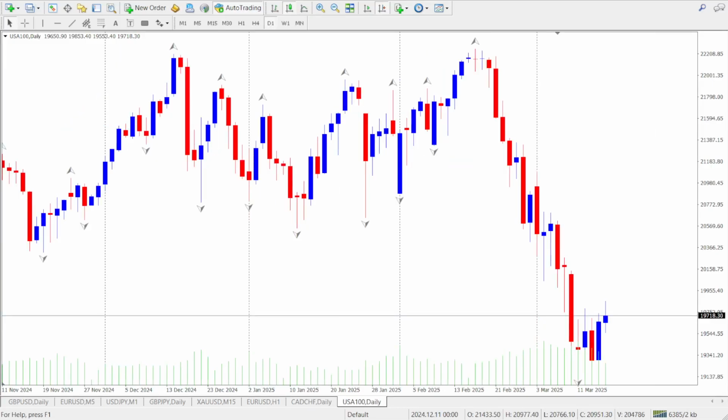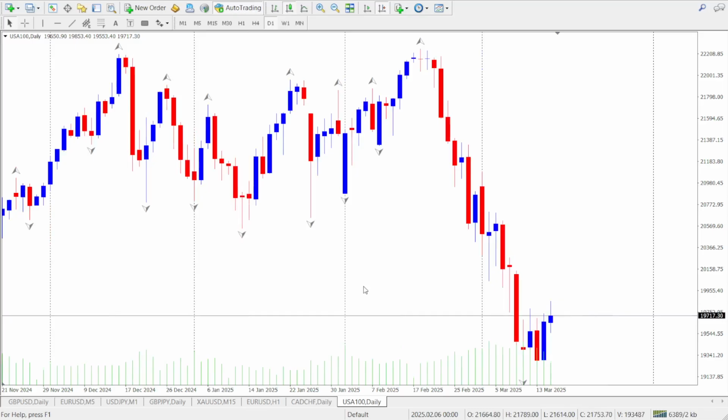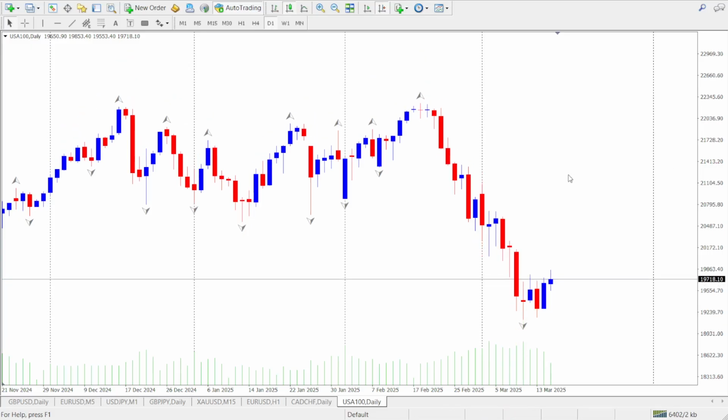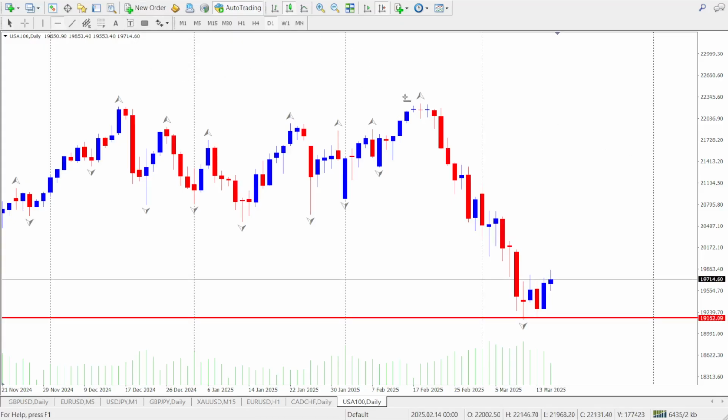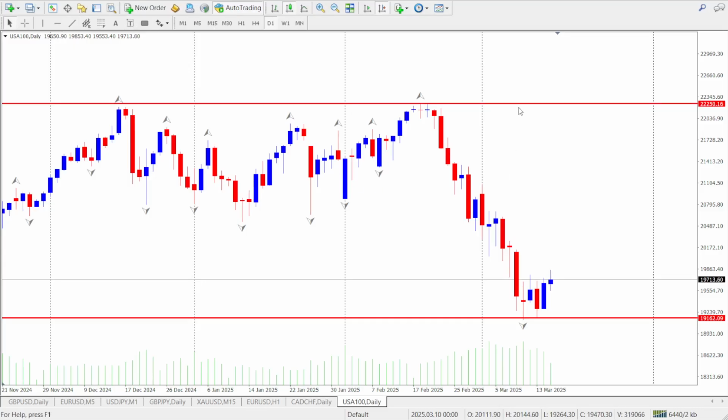Now, let us break down the essential components of the fractal indicator trading strategy. First of all, identification of reversals. The indicator highlights potential reversal points by marking fractals, okay? These points often coincide with significant support and resistance levels on the chart.